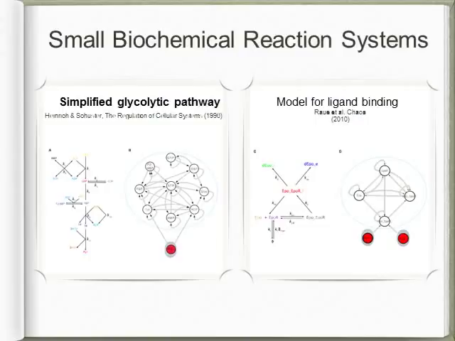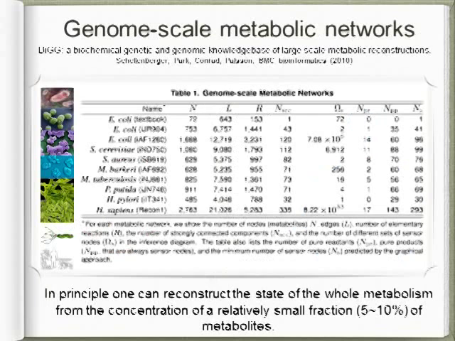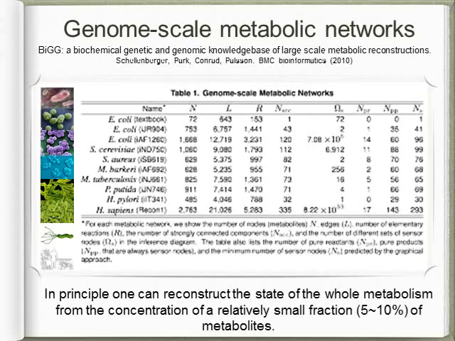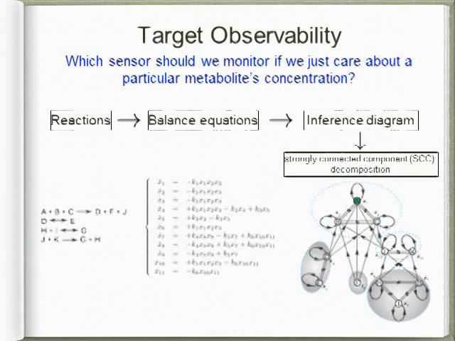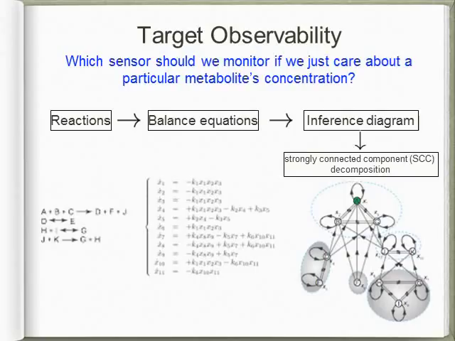And we test this graphic approach on some small biochemical reaction systems, for example, the cell cycle in fission yeast. We also test on the genome scale metabolic network. In this slide, basically, I want to highlight two columns. Here is the number of metabolites. Here is the number of sensors. You see that in principle, we can reconstruct the state of the whole metabolism from the concentration of a relatively small fraction of metabolites. We can also use a graphic approach to solve the so-called target observability problem.